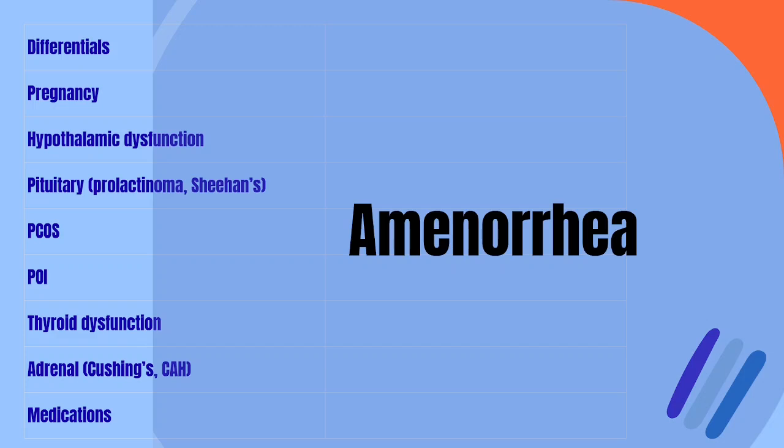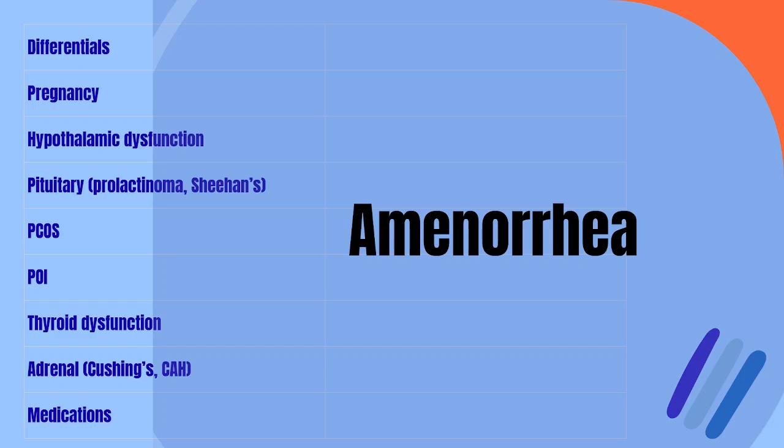So these are some of the differentials that can come up. These are mostly causes of secondary amenorrhea: pregnancy, hypothalamic disorders, pituitary dysfunction, PCOS, premature ovarian failure, thyroid and adrenal dysfunction, and medications. So we'll talk about how to rule each one of these out.